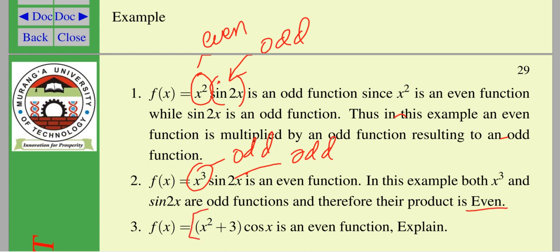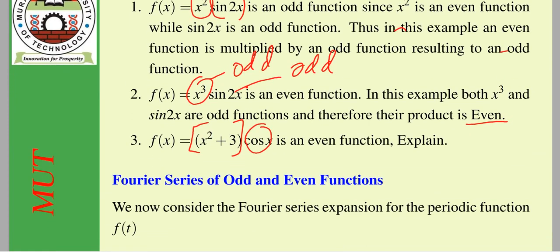Now we have this one. x squared plus 3 is an even function. Cosine of x is also even. So multiplying the two, you get an even function. If you multiply x squared plus 3, because that one is even, by a cosine function which is also even, you end up with an even function.